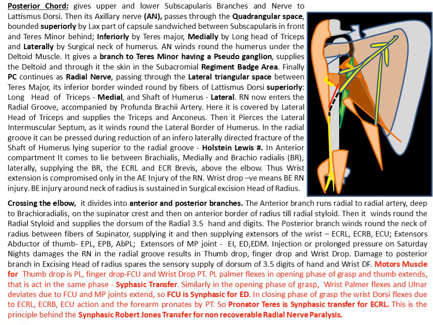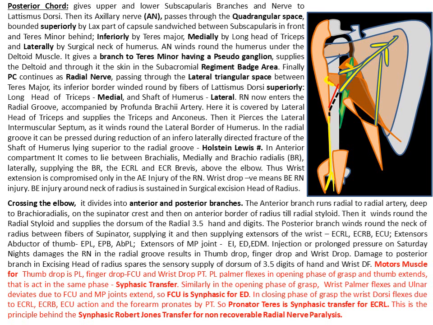The axillary nerve winds round the humerus under the deltoid muscle. It gives a branch to the teres minor, which has a pseudoganglion. It supplies the deltoid and through it the skin in the regimental badge area.